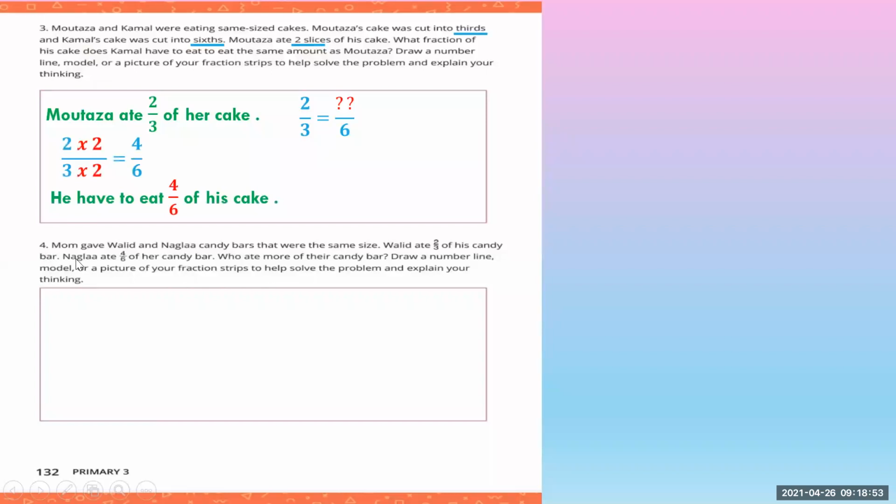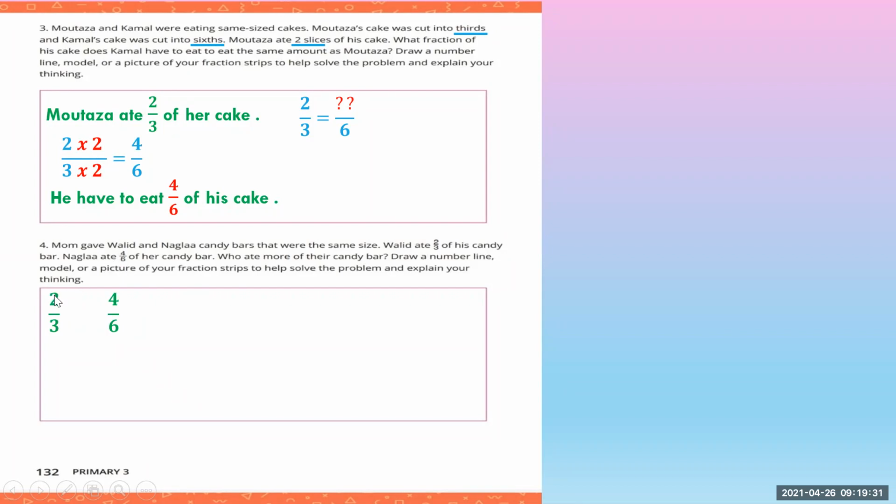Number 4, Mom gave Walid and Nagla candy bars that were the same size. Walid ate 2/3 of his candy bar. Nagla ate 4/6. Who ate more? I have 2/3 and 4/6. Who ate more? I can do it by cross multiplication, or I can compare them.